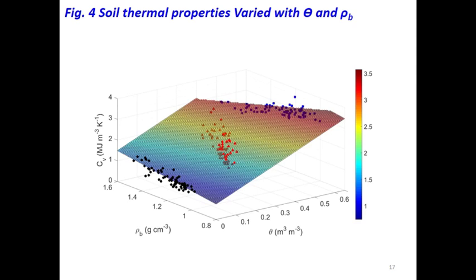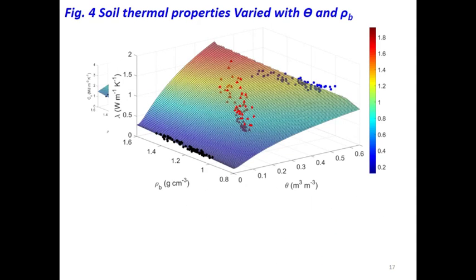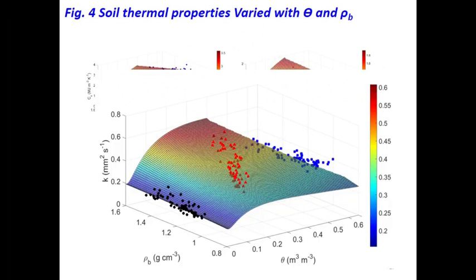To show how soil thermal properties varied with water content and bulk density, some 3D graphs were made. In this graph, the de Vries model was used to graph the volumetric heat capacity surface. The Lu 2014 model was used for the thermal conductivity surface. And the surface of thermal diffusivity was estimated as the ratio of thermal conductivity to volumetric heat capacity.